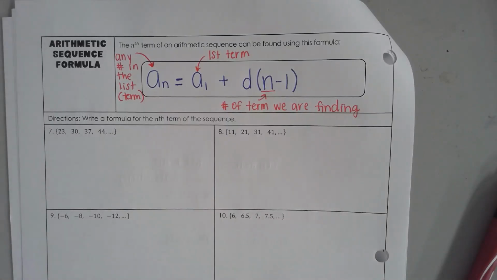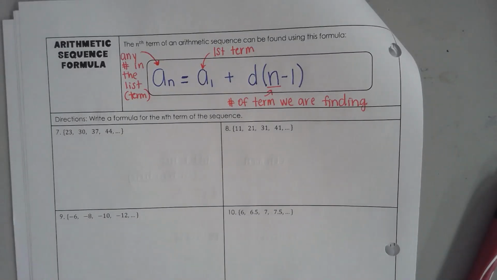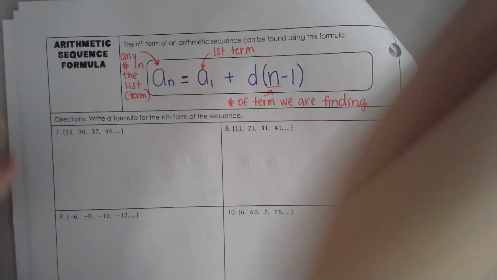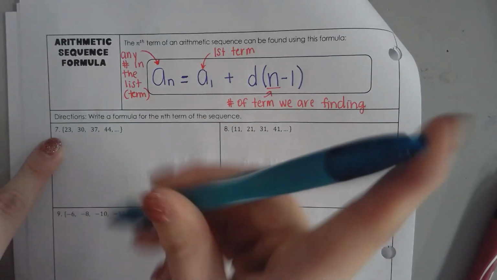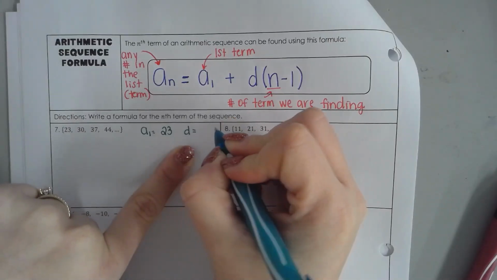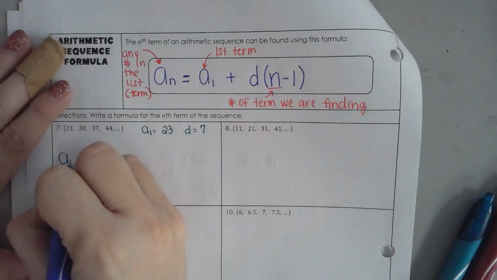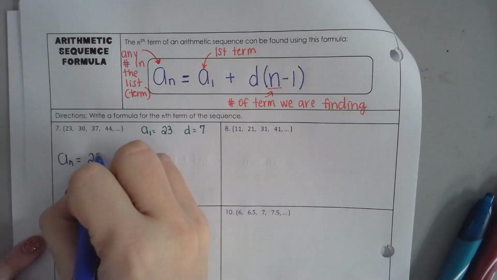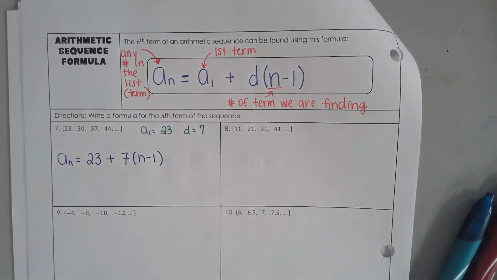Let's just do an example first. If we are given this sequence, 23, 30, 37, 44, and I want you to write a formula that will allow me to find any term in the sequence, you're going to fill in A1 and your common difference. What is your A1? 23. Yep. What is your common difference? 7, yes. So the formula that I'm going to write: AN equals, you fill in your A1, you fill in your common difference, and you leave N minus 1. That is a formula that will allow you to find any term in the sequence.